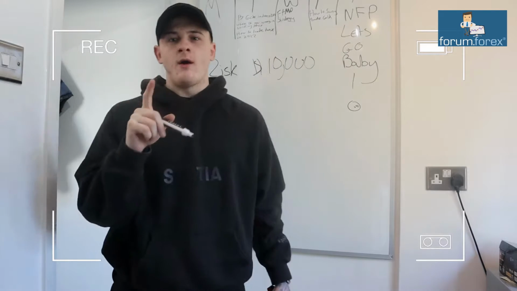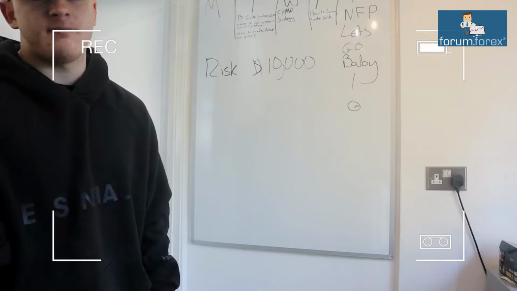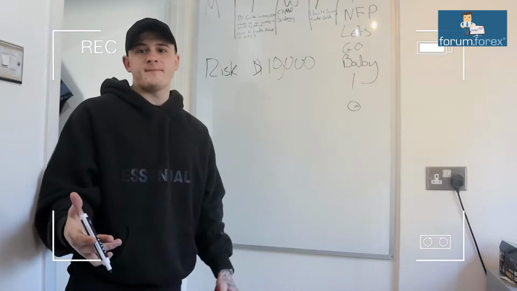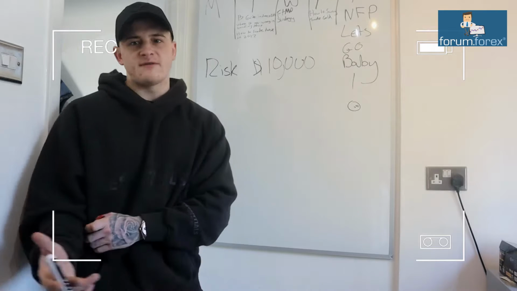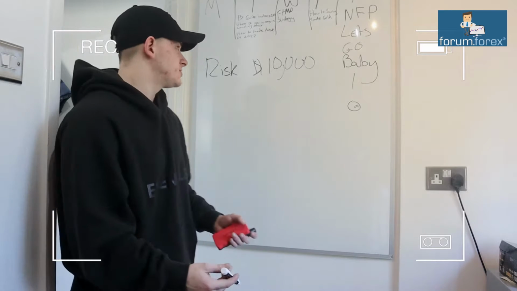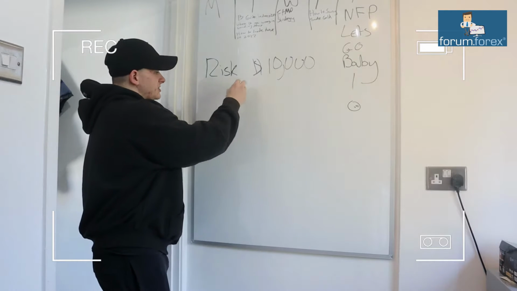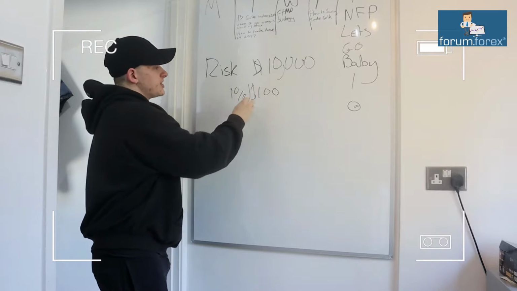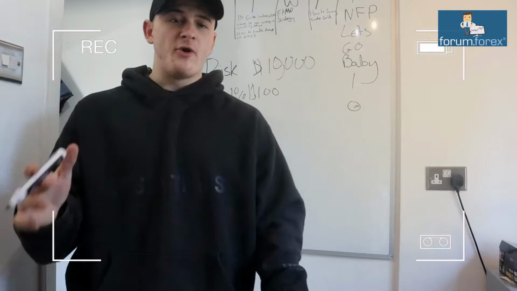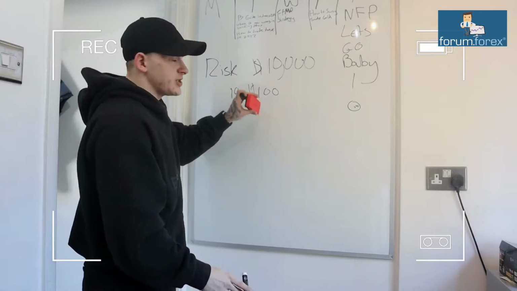We want to be using 1% risk on this account type. In order to do that, all you got to find out is what 1% is of 10,000. 1% of 10,000 is $100. So we know that 1% is going to be $100. We are risking $100 per each trade. Now, with per each trade, that is the max that you're going to be risking.